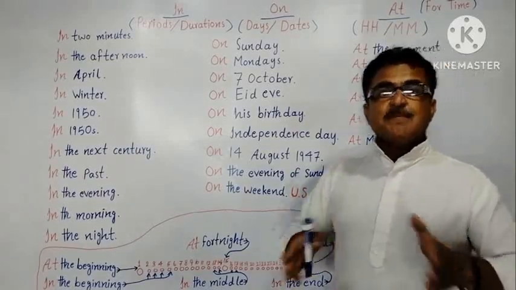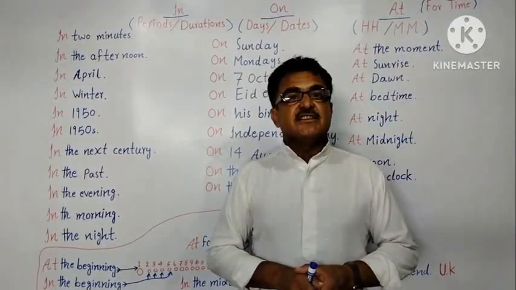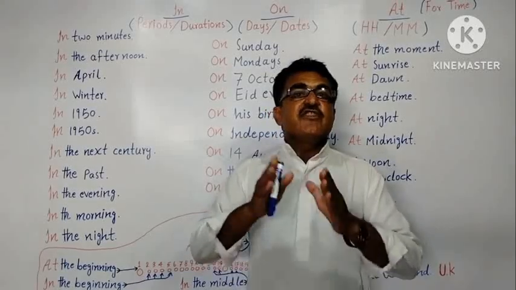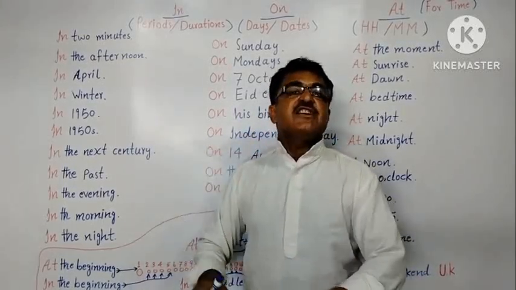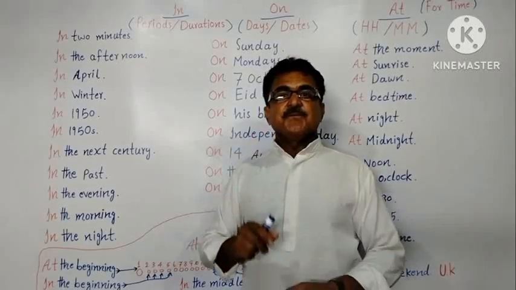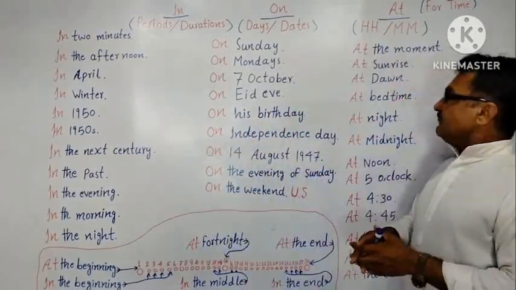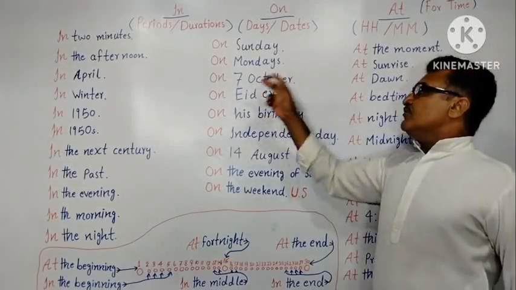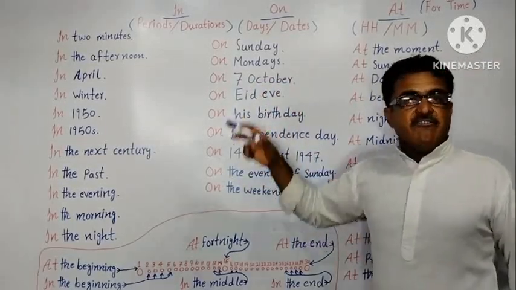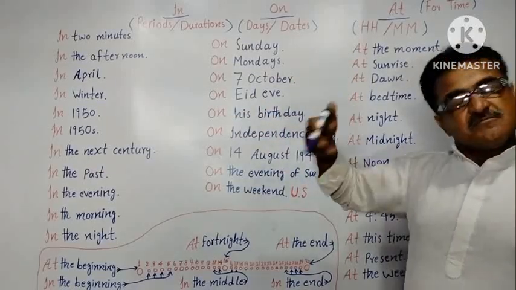For example, we go to the park on Sundays. So it means we go to the park on every Sunday of the month. So in this way. Okay, other dates of the month: on 7 October, on 10 November, on 8 December, like this.